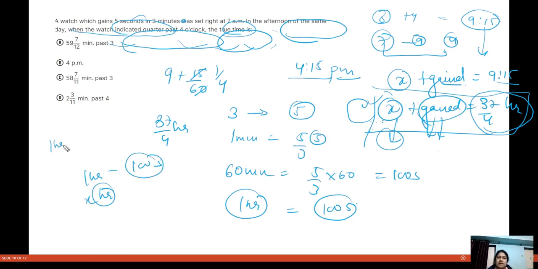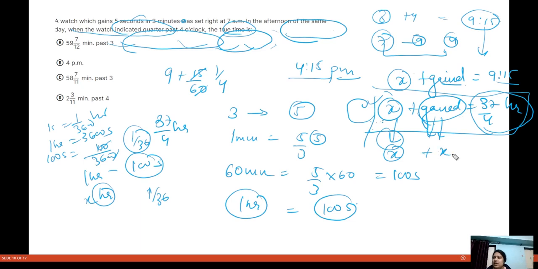So you know 1 hour is equal to 3600 seconds. So 100 seconds is equal to 100 by 3600 hours, because 1 second is equal to 1 by 3600 hours. So 100 seconds is equal to 1 by 36 hours. So every hour you are gaining 1 by 36 hours. So x hours are there, and then you are gaining x by 36 hours on this. So that is equal to 37 by 4.